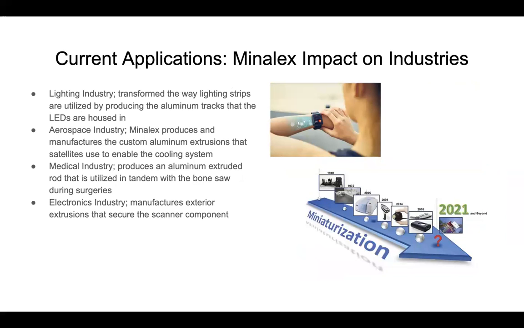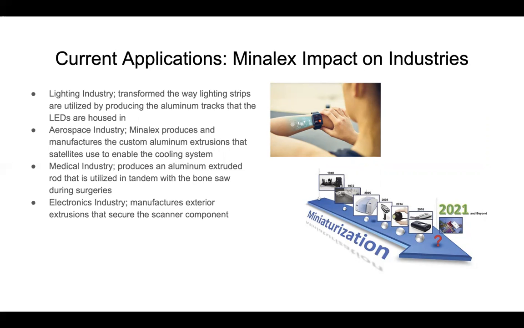And so some current applications that Minilex impacts are in many different industries, such as the lighting industry. The lighting industry recognizes the advantages of miniaturization. And so LEDs for displays and under counter lighting are now pretty small in size versus much larger channels fixed with traditional bulbs. And so Minilex offers strips that house those small little LED bulbs.